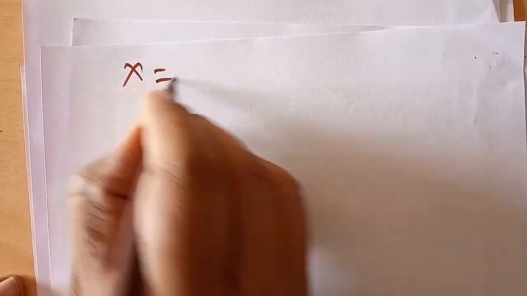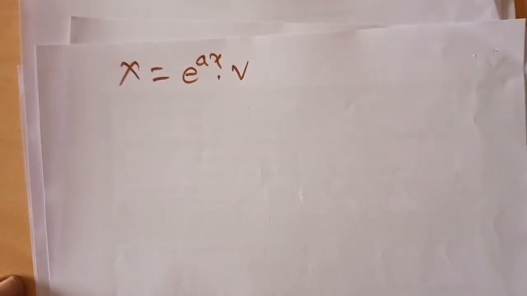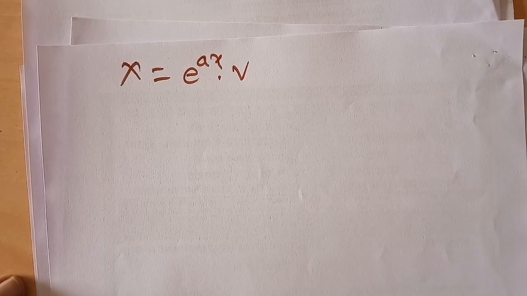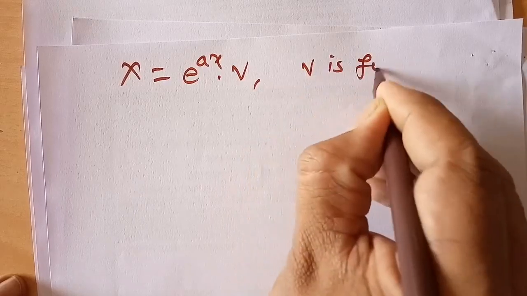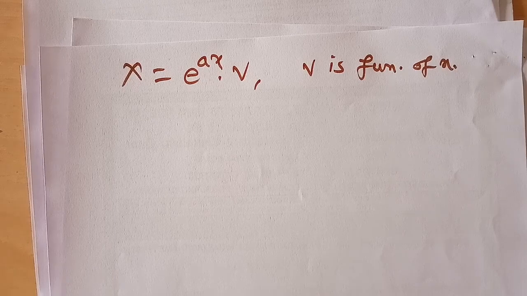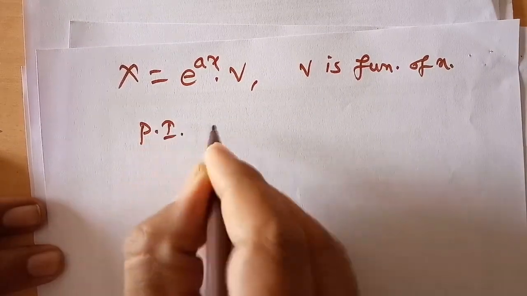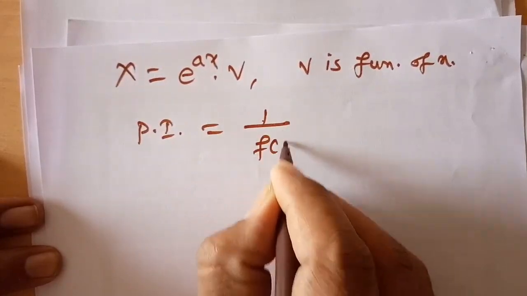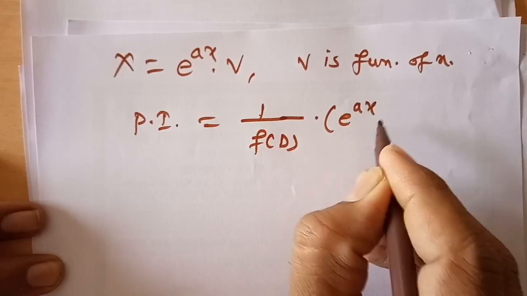Okay, now we will discuss the next method, and in this method we are taking the right hand side as e raised to power x into v, and this v is a function of x. Now what is pi? How will we find pi under this method? Again, our formula is f of 1 upon f of d into e raised to power x into v.